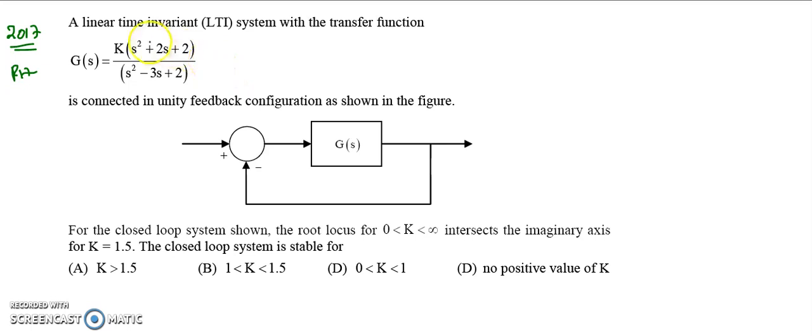While coming to the problem, we are given G(s), the transfer function of this system, which is connected to a unity feedback. So here feedback is unity, so H(s) can be taken as 1. The question is: for the closed loop system shown, the root locus, that is K lies between 0 to infinity, intersects the imaginary axis for K equal to 1.5. The closed loop system is stable for what?